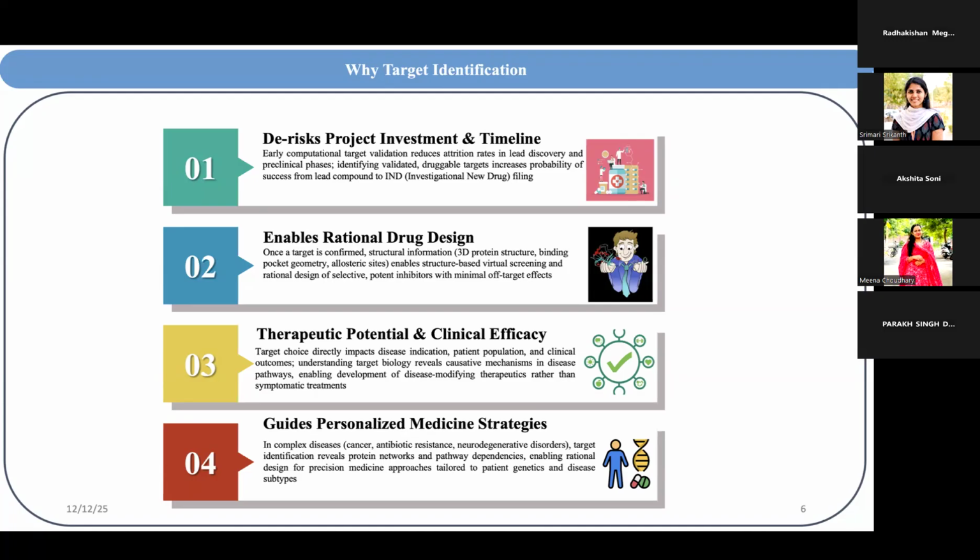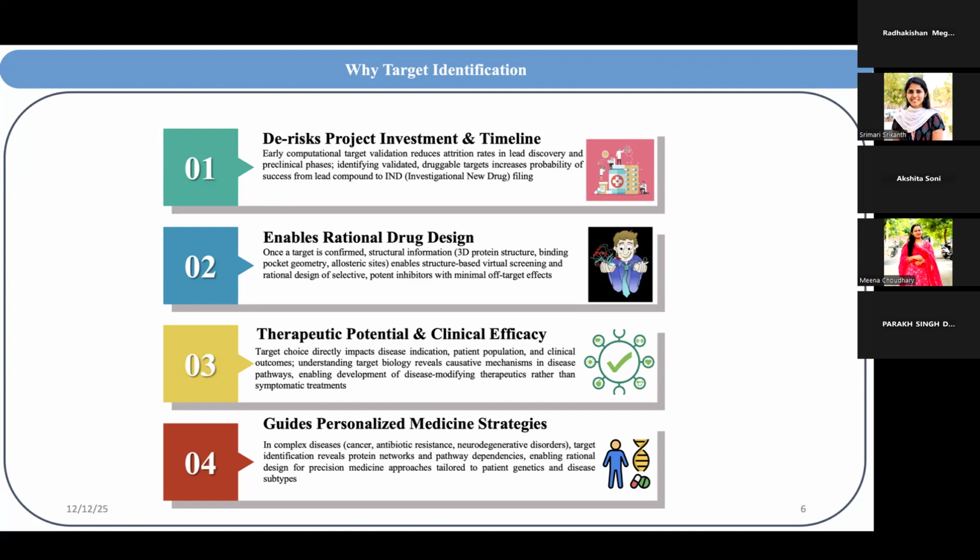Once an identified target is validated and we get the three-dimensional structure of the target, we can design an inhibitor for it. There comes structure-based design, which minimizes off-target effects. The third one is therapeutic potential and clinical efficacy. Once we choose a target, it directly impacts the disease indication, patient population, and clinical outcomes. And the fourth point is that it guides personalized medicine strategies.